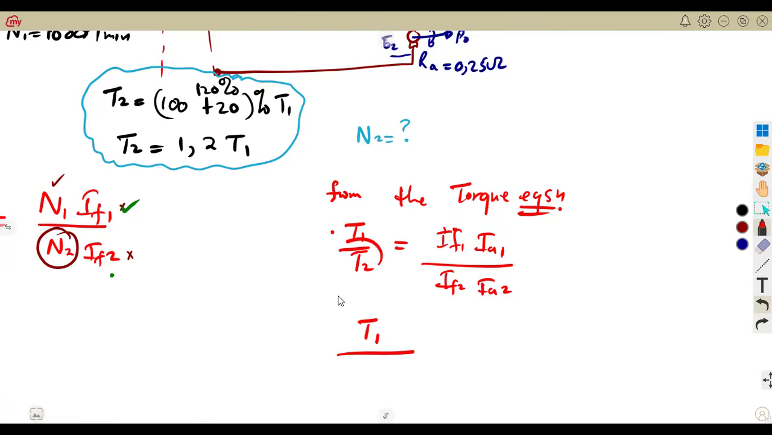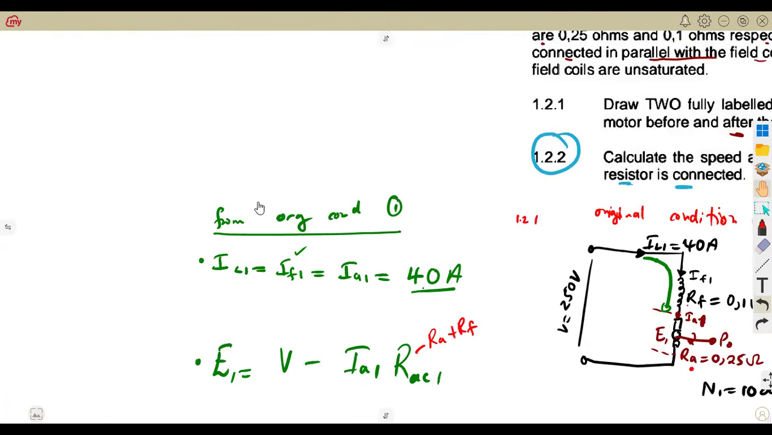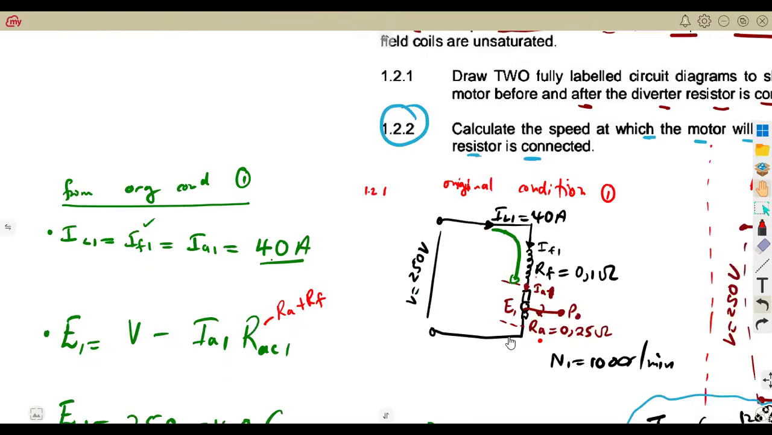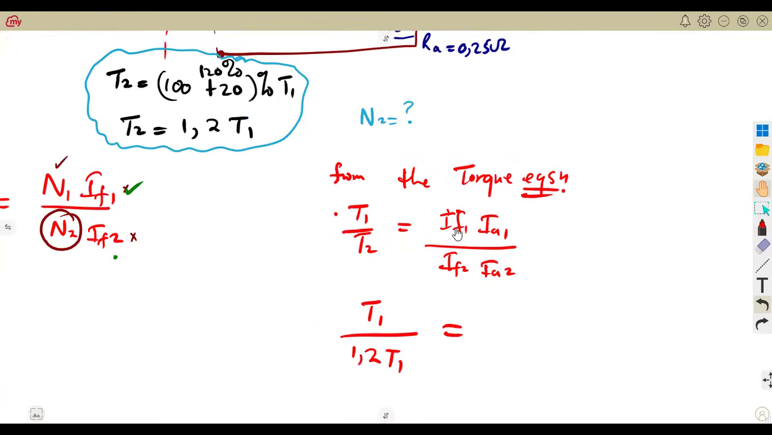T2, which you take in terms of T1, is equal to what? The field current 1, we said it is there. Remember, it's a series, so it's the same here. If we still remember, the field current is the same as the load current 1, which is 40. You are on the first, so we're talking about field current 1, not 2. It is 40, the same as the armature current, a 40 again, over field current 2. You are going to see that you will be stuck because you do not have field current 2.